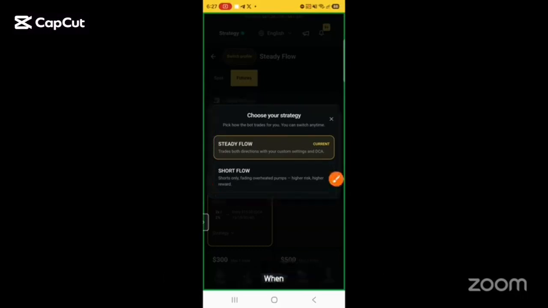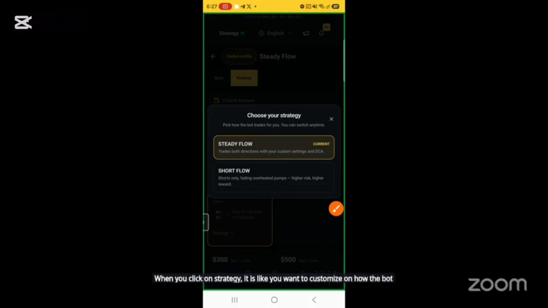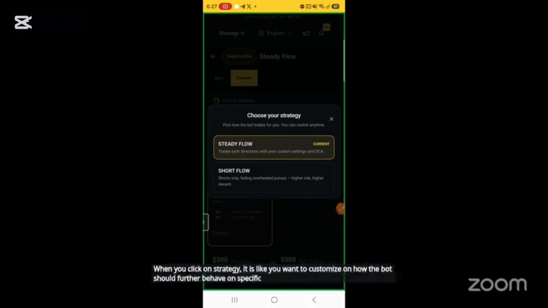When you click on strategy, you can customize how the bot should behave on specific trades. Maybe you don't want full automation. You want to tweak here and there. So they gave us two modes. One mode is Steady Flow. Another one is called Short Flow.